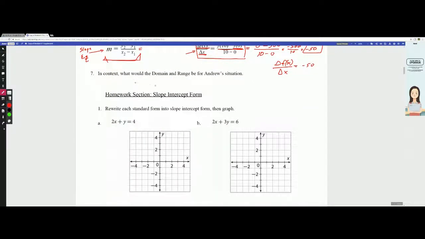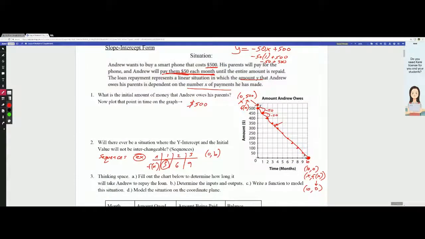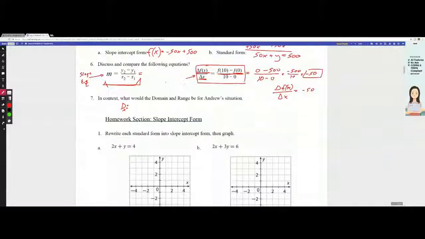All right, so in context, what would the domain and range be for Andrew's situation? Now for domain, Andrew dealt with 10 months. If you look at the graph, remember domain means x, so that's something to note. We went from 0 months to 10 months. So we were greater than or equal to 0 months, and less than or equal to 10.